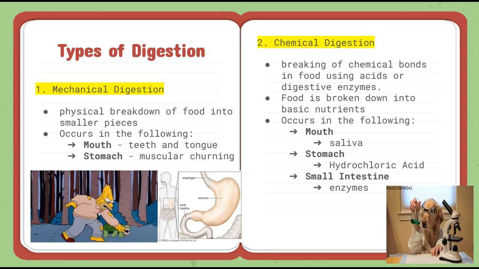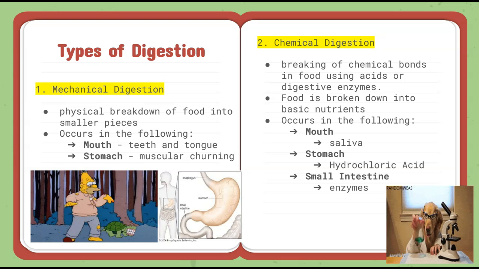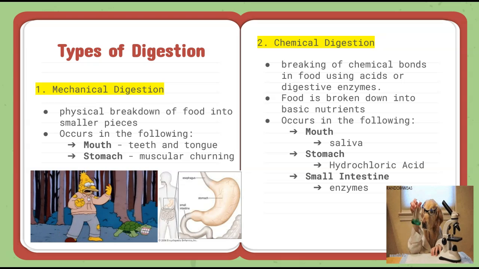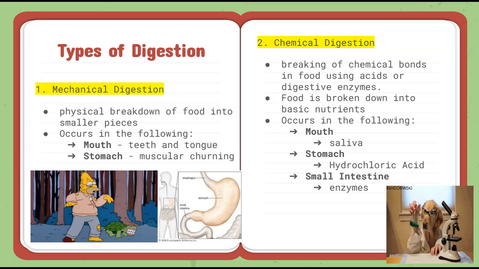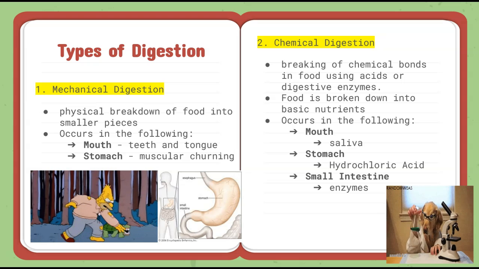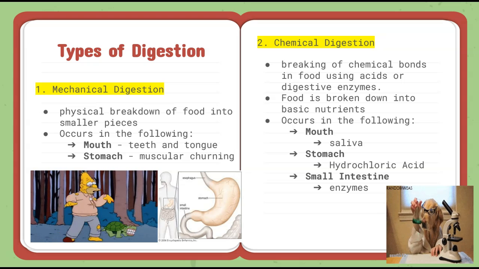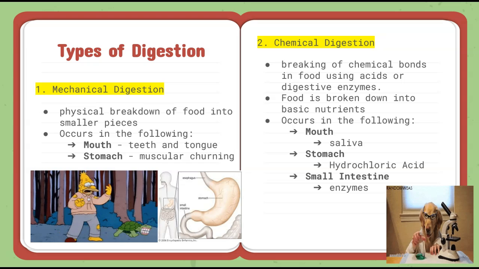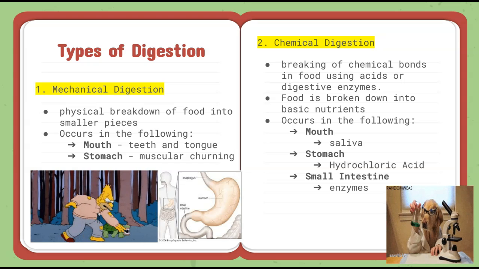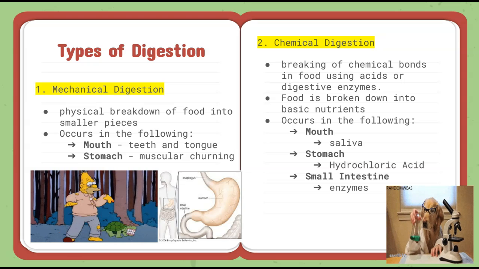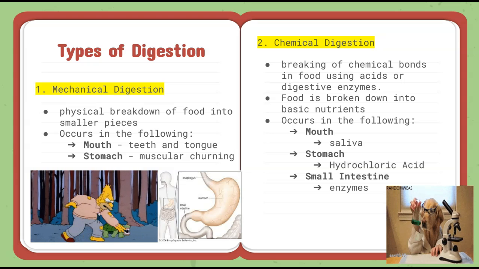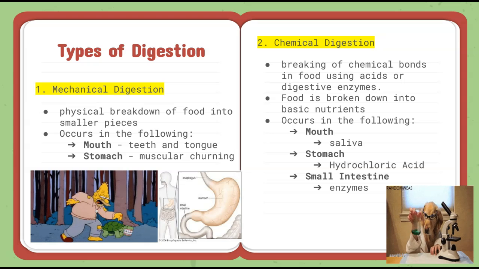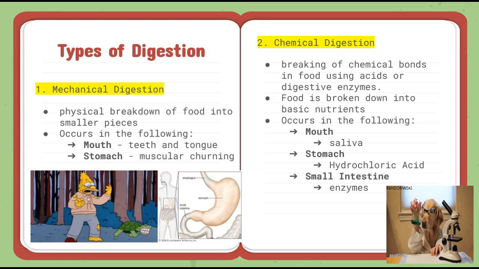The second form of digestion is the chemical digestion. This is when you break the chemical bonds in food using either acids or digestive enzymes. This is where food is broken down into their basic nutrients. Now, this occurs in various different locations throughout the digestive tract. It first starts off within the mouth. Along with mechanical digestion of the teeth and the tongue, chemical digestion is occurring in your mouth as well with the use of saliva. Saliva helps to break down the food within your mouth.